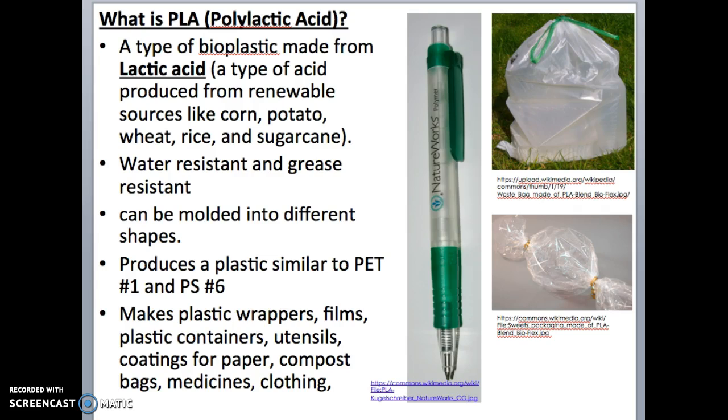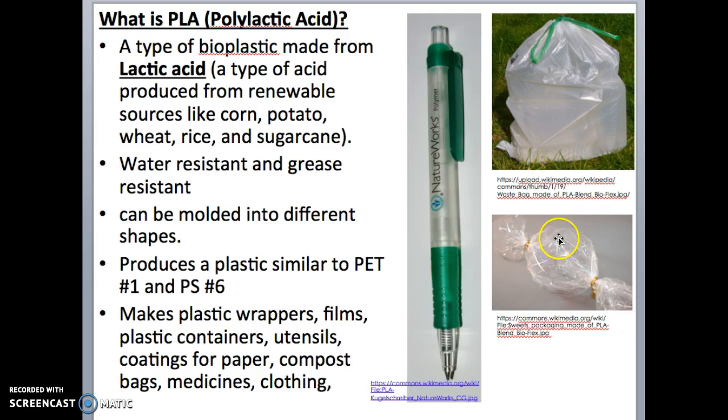PLA is water resistant and grease resistant. It could be molded into different shapes and produces a plastic similar to PET plastic number 1 and polystyrene plastic number 6. Some of the things that PLA can make are plastic wrappers, films, plastic containers, utensils, coatings for paper, compost bags, medicines, and clothing.